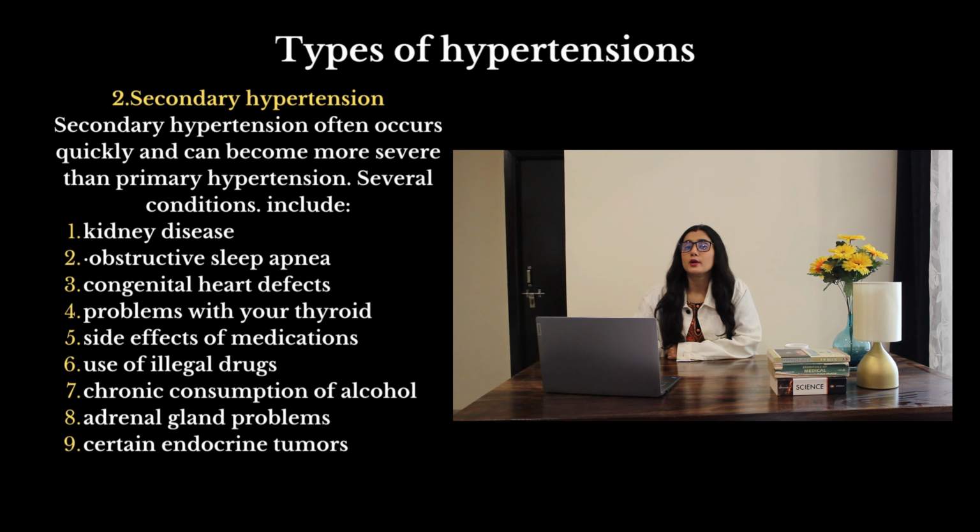Now let's talk about the causes of secondary hypertension. Secondary hypertension can often occur quickly and it can become more severe than primary hypertension. Several conditions include kidney diseases, problems with your thyroid, side effects of medication, obstructive sleep apnea, congenital heart defects, certain endocrine tumors, etc.